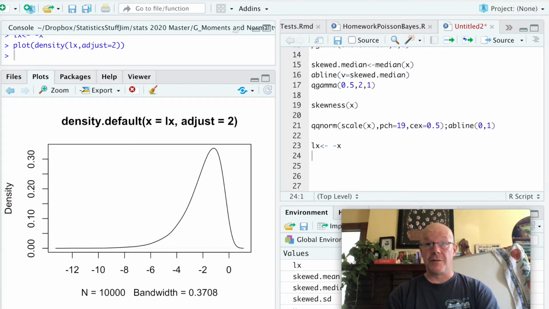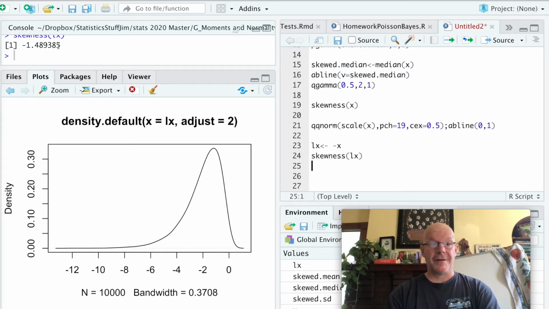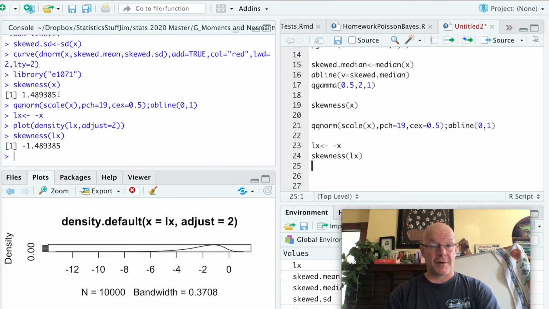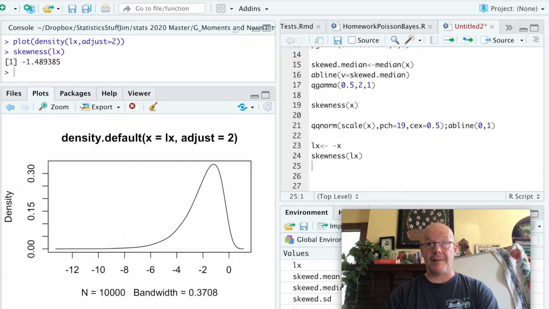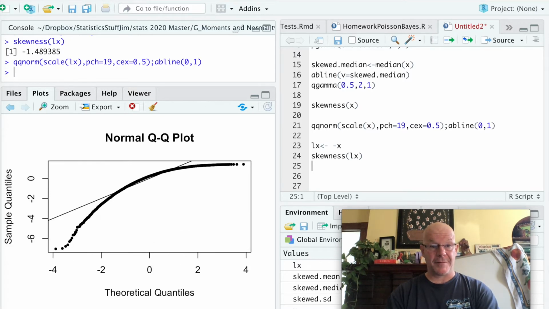If we were to use that skewness function, you'll see now that it's a negative value, right? This is what it was when it was skewed to the right. This is what it is when it's skewed to the left. It's a negative value. That's telling you that it's left skewed. And let's go ahead and look at that quantile by quantile plot, the same as we did before. And now you can see that it's bowing in the opposite direction.